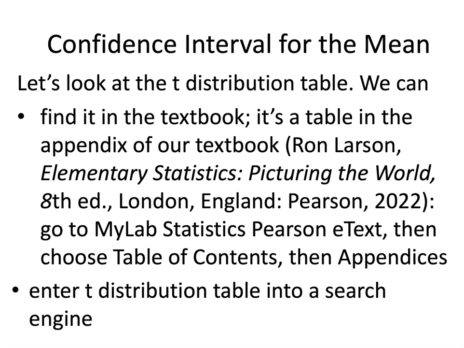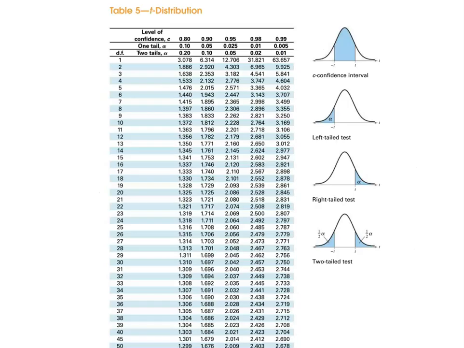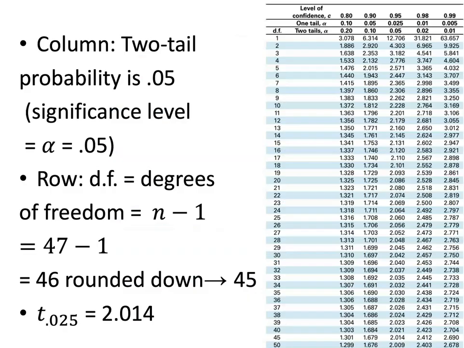We can find it in the textbook. It's in a table in the appendix of our textbook. This is the textbook we're using. For that, you'd go to MyLab Statistics, Pearson eText, then choose Table of Contents and Appendices. If you have an electronic textbook, I'm sure you can find it in the same way. Or you could just enter t-distribution table into a search engine. Either way, you're going to get a table that looks like this. So Table 5, t-distribution. And here's how to use such a table.